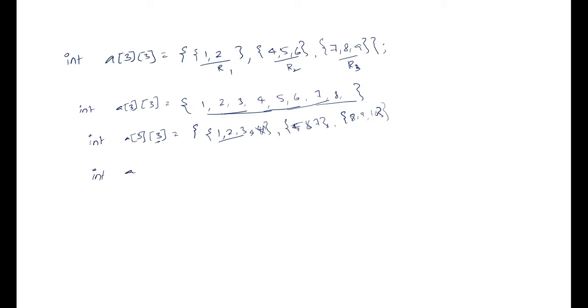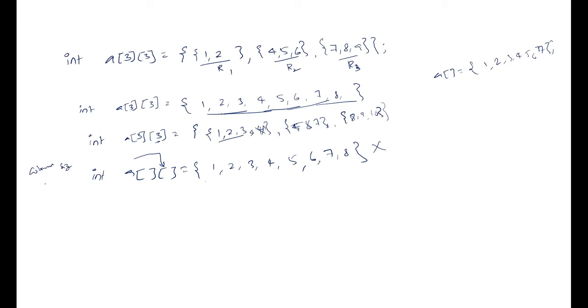Can I initialize without the size? In one dimensional arrays, I can initialize without size, 1, 2, 3, 4, 5, 6, like that, as many elements as I want. But can I initialize without any size in two dimensions? 1, 2, 3, 4, 5, 6, 7, 8, like this, can I do that? No, you cannot do this. At least one size should be there. At least the column size should be mentioned. You have to mention the column size.